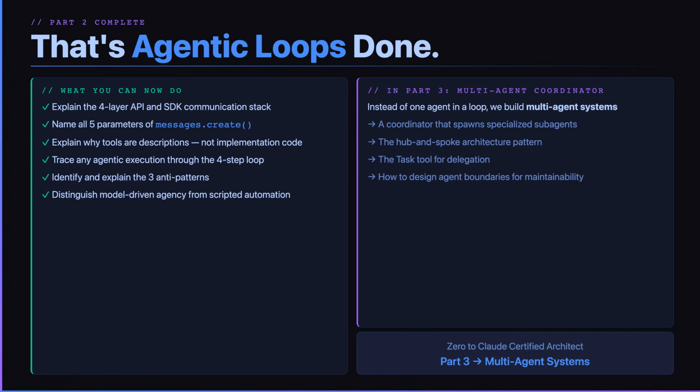In Part 3, we scale this up. Instead of one agent in a loop, we build multi-agent systems, a coordinator that spawns specialized subagents and synthesizes their results. You'll learn the hub-and-spoke architecture, the task tool for delegation, and how to design agent boundaries that keep systems maintainable.